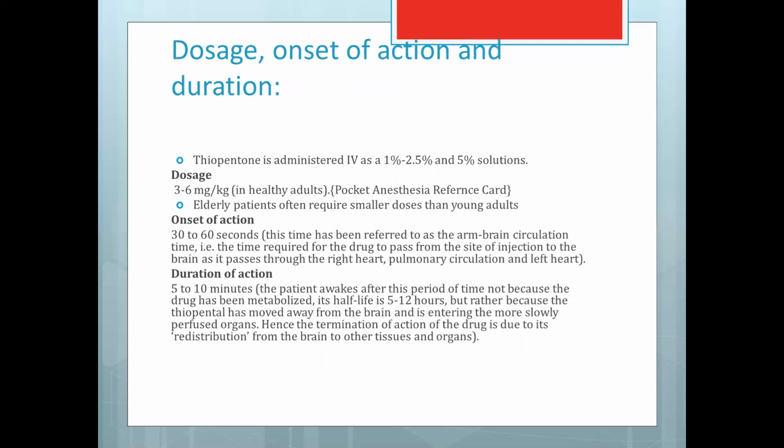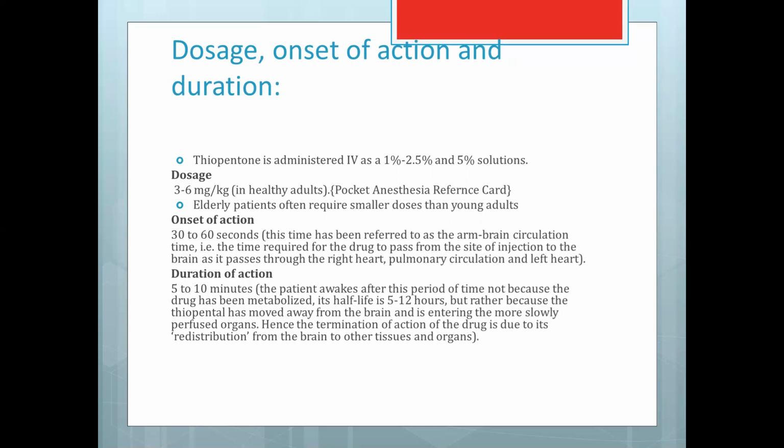So let's talk about the dosage, onset of action, and duration. So Thiopentone is administered IV, intravenous, as a 1%, 2.5%, and 5% solution. However, recommended is 2.5% or less. Then the dosage is 3 to 6 milligrams per kg body weight in a healthy adult.